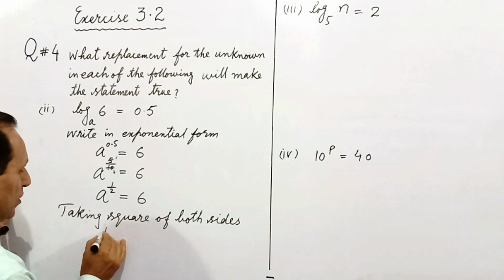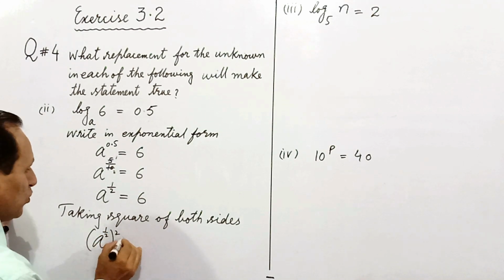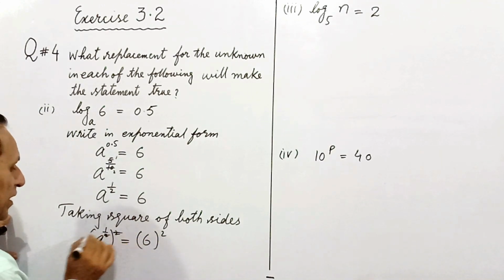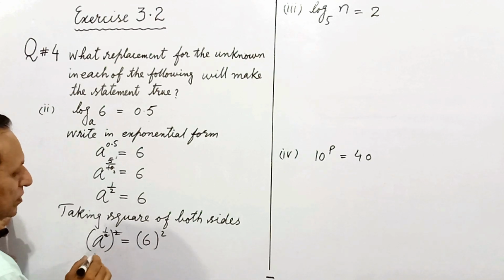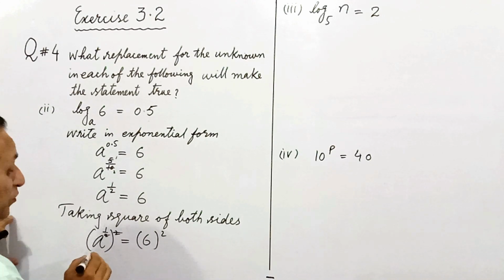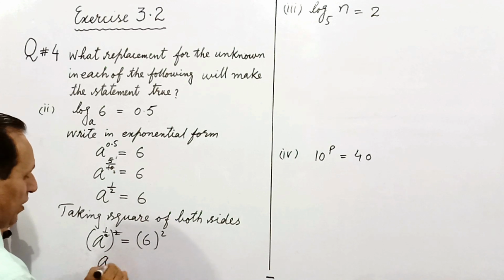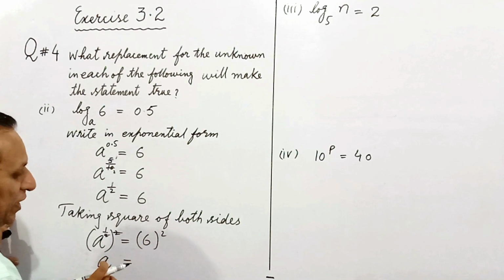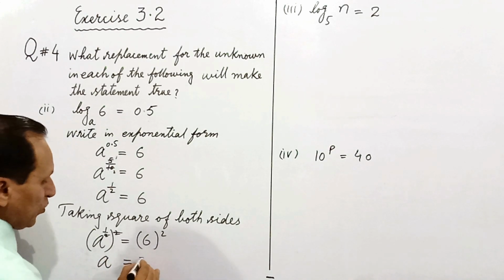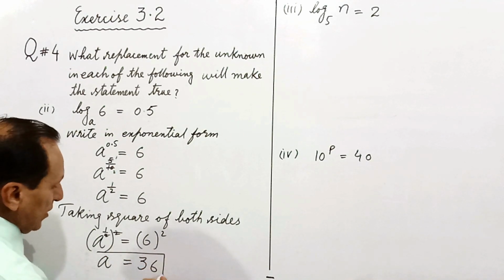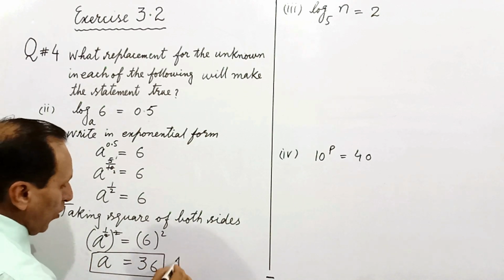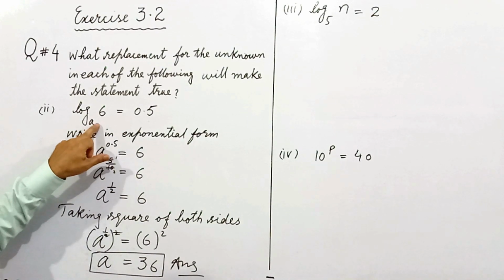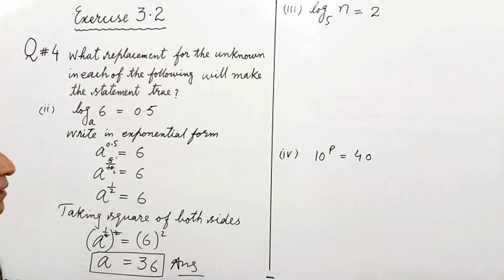A raised to power 1 by 2 whole power 2 is equal to 6 raised to power 2. That power 2 is cancelled by this 2 as they are inverse of each other, and we have A left on the left hand side, and 6 raised to power 2 means 6 multiplied 2 times. 6 multiplied by 6 is equal to 36, and hence we got the replacement of A equal to 36, and by putting this value over here in the space, the statement will become true.